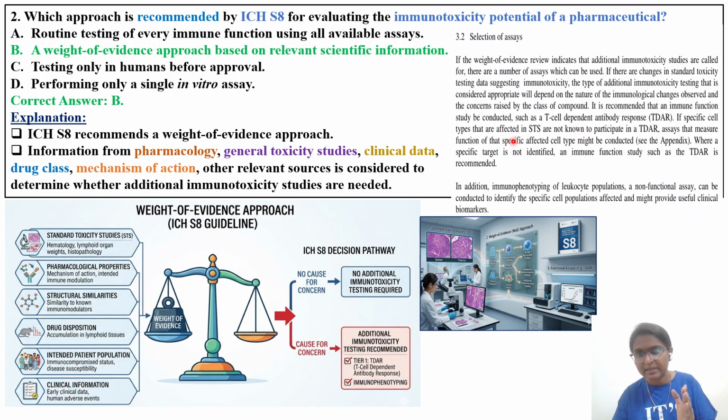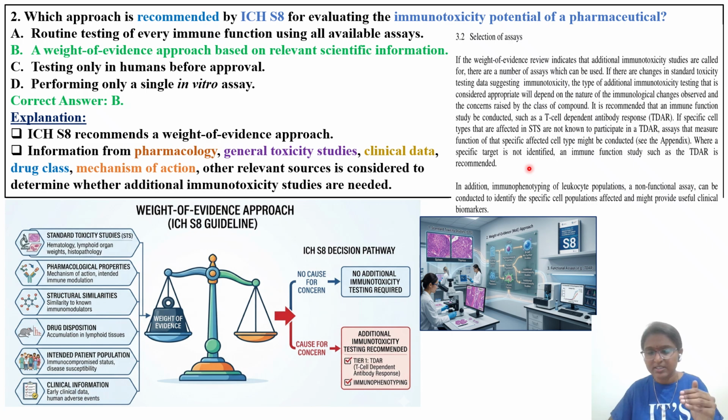If the specific cell types that are affected in standard toxicity studies are not known to participate in the TDAR assay, the measure function of the specific affected cell type must be conducted. So we have to read this guideline. Additionally, there is an appendix that we also have to read, where the specific target is not identified.